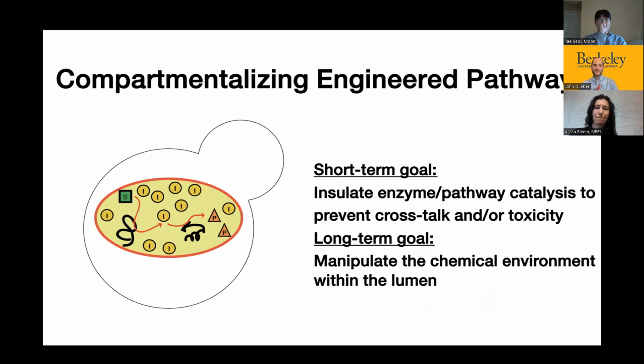So at the high level, why would we want to compartmentalize engineered pathways in a synthetic organelle? In our short-term goal, we want to be able to insulate our engineered metabolism from the rest of the cell or milieu. That could be just preventing crosstalk that would lose some flux of our pathway to undesired products, or in the extreme cases could cause toxicity that would be harmful to our production host. So in essence, we want to protect the cell from our engineered metabolism, as well as protect our engineered pathway from the cell. In a long-term goal, we'd like to be able to manipulate the chemical environment within this organelle so that we can make possible chemistry that wouldn't be viable in the cytosol.